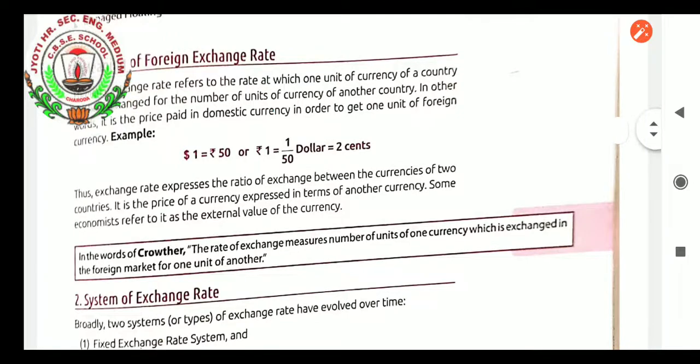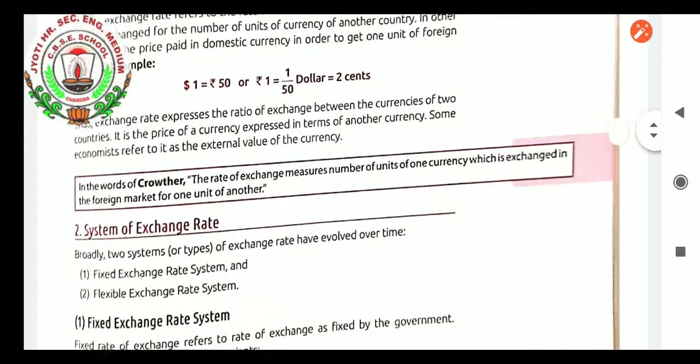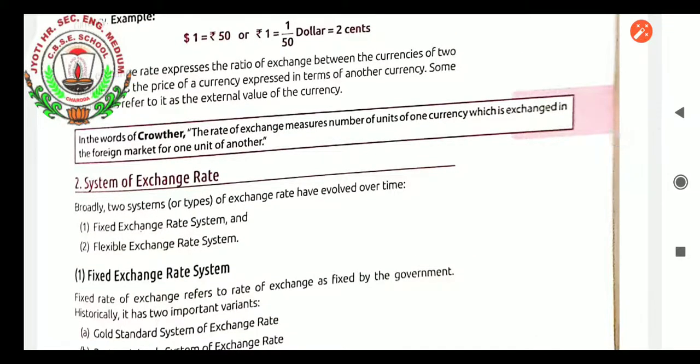So once again, the meaning of foreign exchange rate: the rate refers to the rate at which 1 unit of a currency of one country can be exchanged for a number of units of currency of another country. It is known as foreign exchange rate. In the words of Crowther, the rate of exchange measures the number of units of one currency which is exchanged in a foreign market for 1 unit of another.